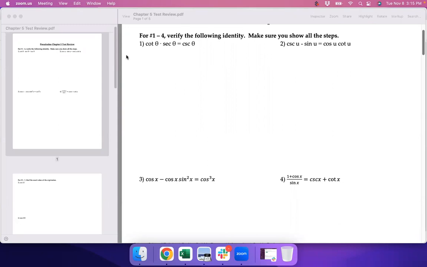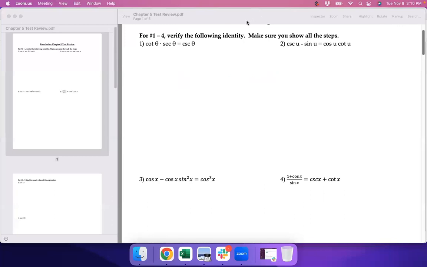Remember, these are called identities because the left side and right side are identical. So regardless of what you plug in for theta, the left side and right side always equal each other. For example, like 2 times x plus 1 is the same thing as 2x plus 2, right? That's an identity because the left side will be identical to the right side regardless of what you plug in for x.